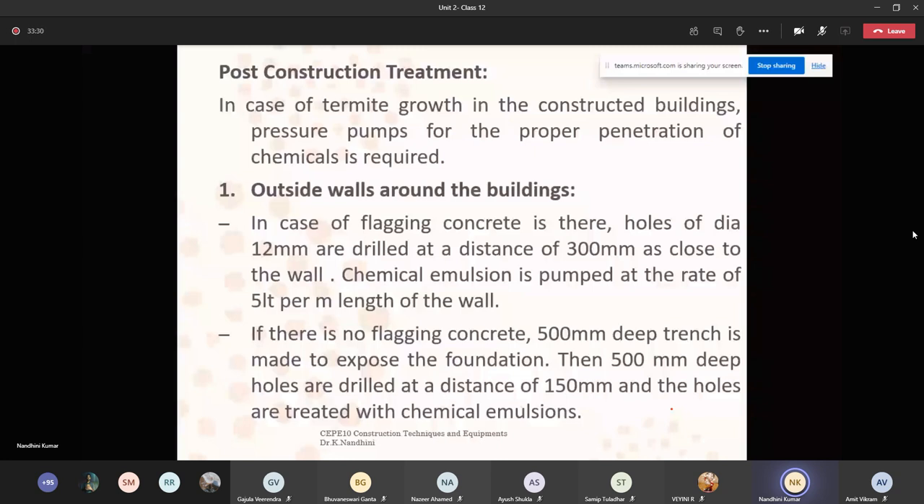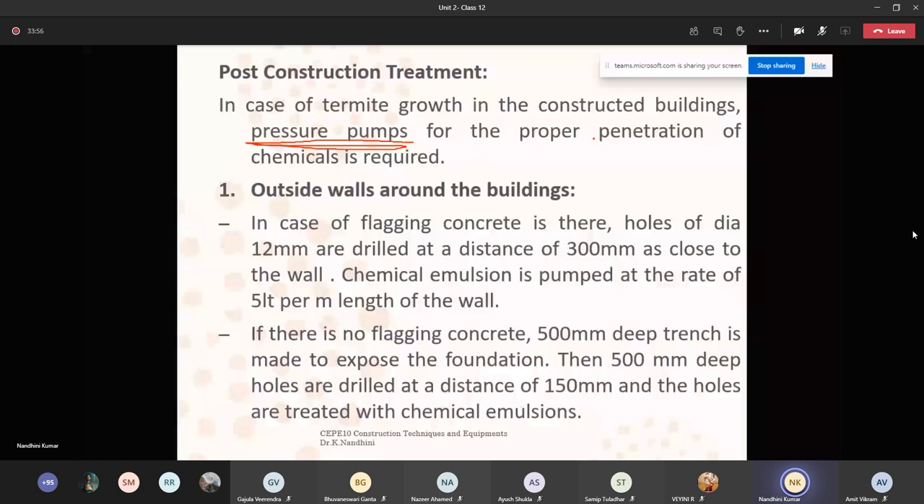In case of termite growth in constructed buildings, pressure pumps are utilized. We require pressure pumps because it has already started growing. But in the pre-construction stage, we use only a sprayer. A sprayer is quite enough, so you are going to uniformly spread this. That is sufficient in the pre-construction treatment. Here you require pressure pumps, so the proper penetration of chemicals is achieved.